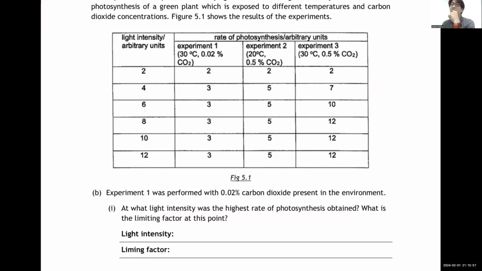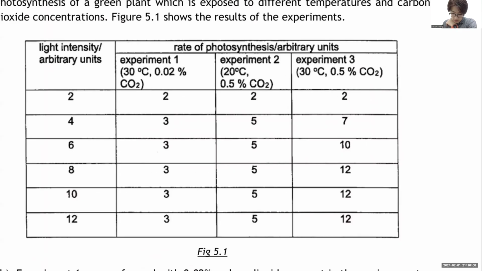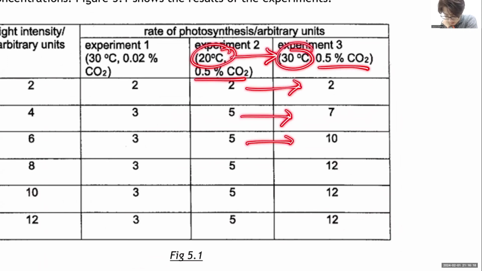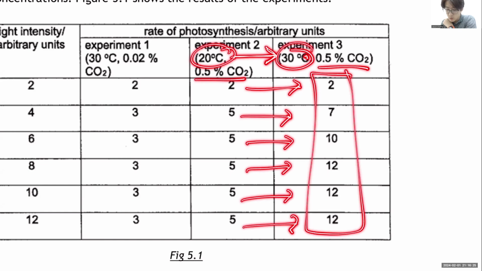Temperature. Okay. So a limiting factor. See, we study this one. From 0.5, 0.5, the change is the 20 to 30. Do we see an increase? So therefore, this means that when I increase temperature, rate of photosynthesis will increase. So it seems like temperature is limiting.